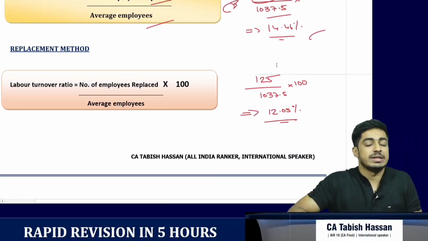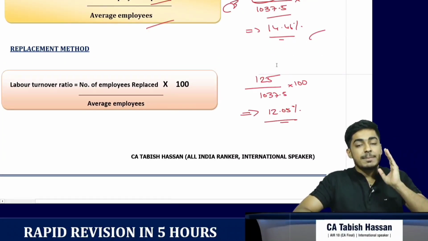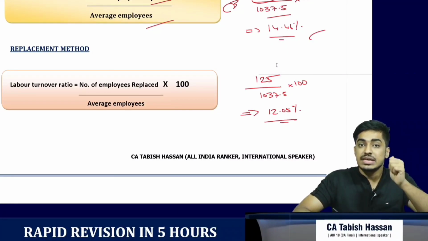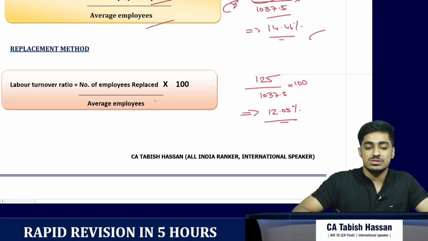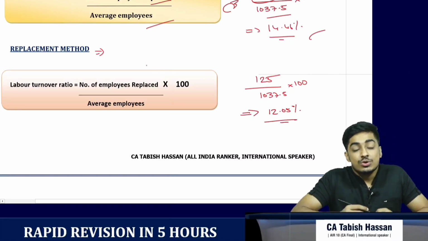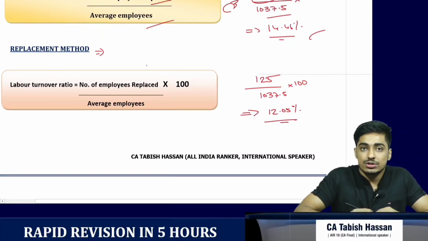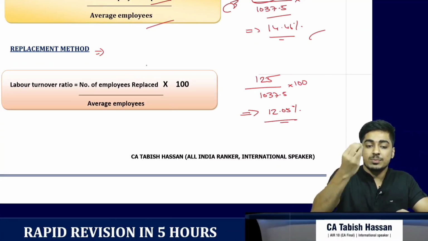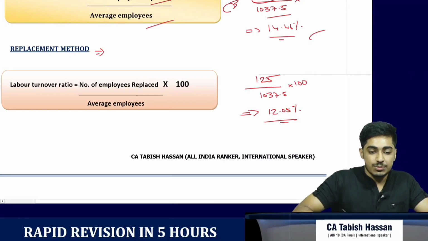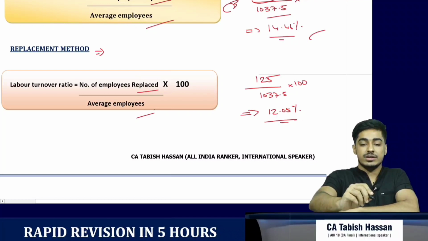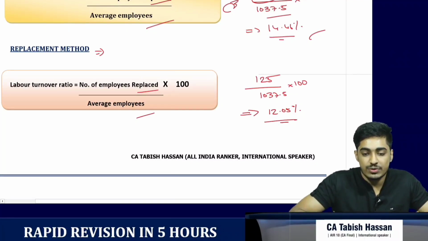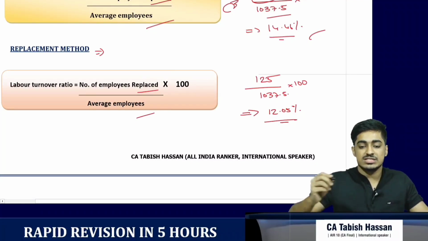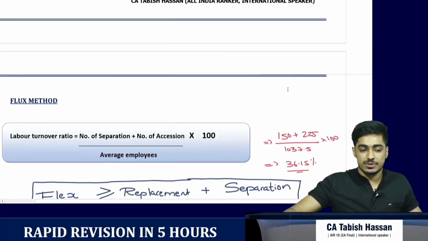Next, we have the replacement method. It tells us to compare the proportion of employees replaced with the average employees. Why compare employees replaced? Because to replace the employees, we have to incur cost. We have to select them, train them, and do all of that. So that is number of employees replaced divided by average employees into 100, and we get the labor turnover ratio. In our example, it is 125 divided by average of 1037.5 into 100 gives us 12.05%.